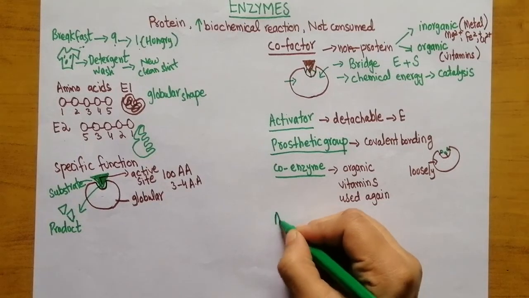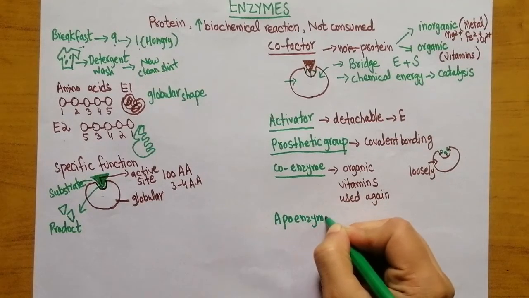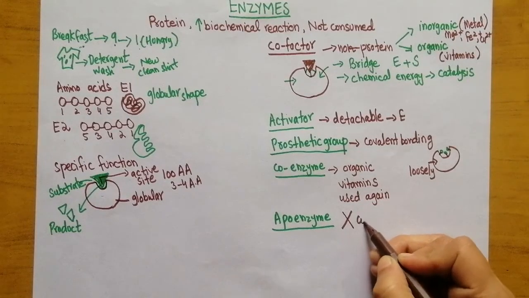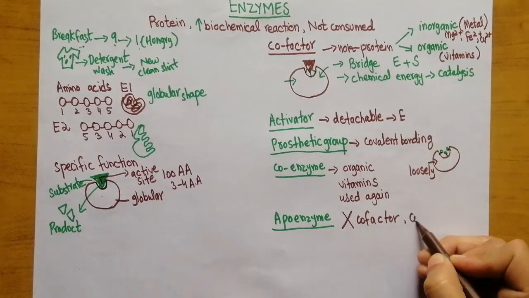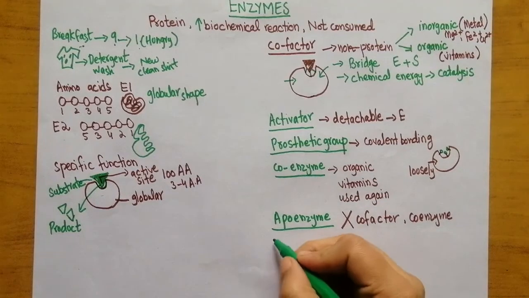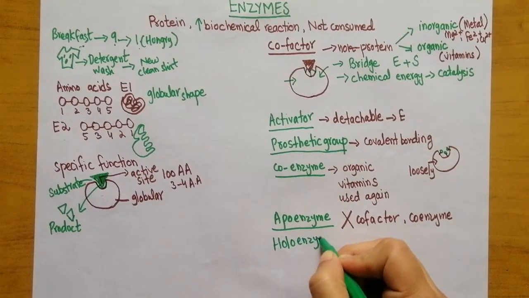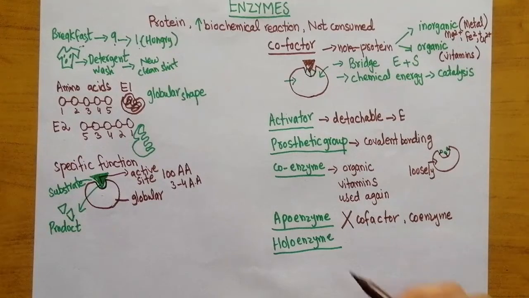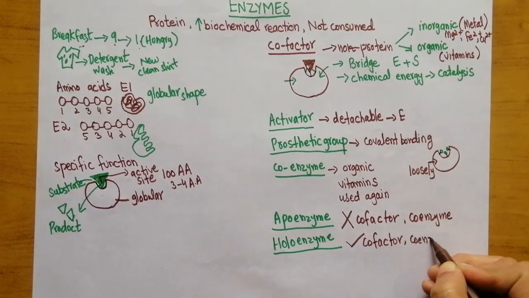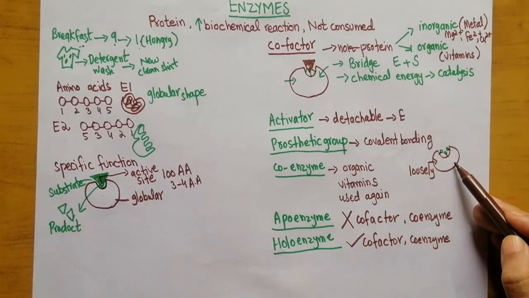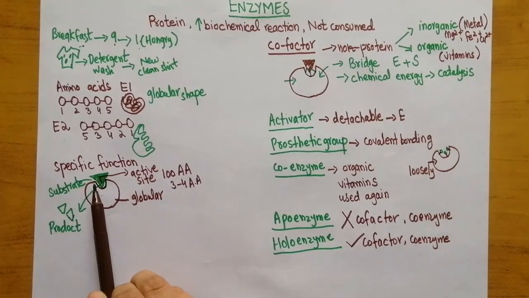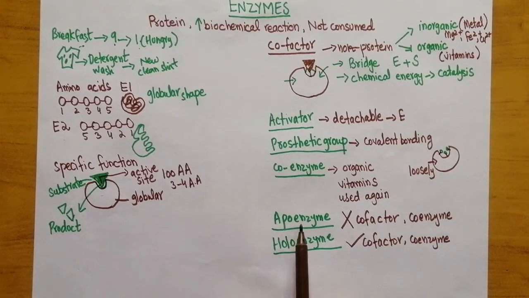Another term used is apoenzyme. So if you have an enzyme without any cofactor or coenzyme, it is known as apoenzyme. And another term is holoenzyme. In holoenzyme, cofactor or coenzymes are present. It means in this example, this is a holoenzyme. Why? Because here we have cofactors, right? In this example, we do not have any cofactor here, so this enzyme is an apoenzyme.